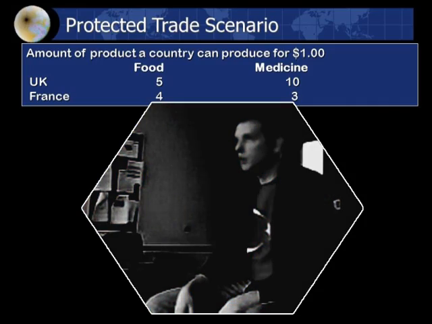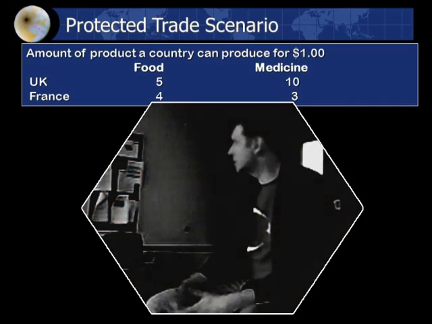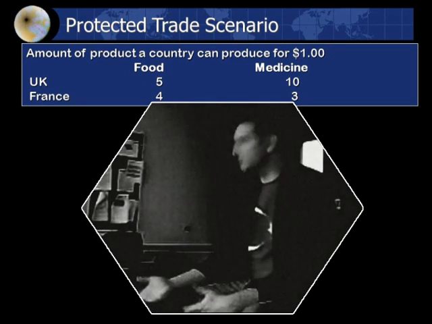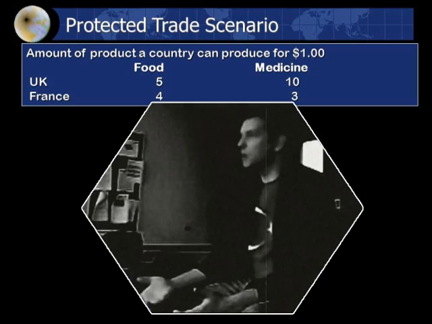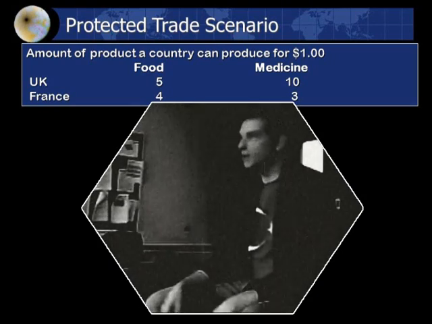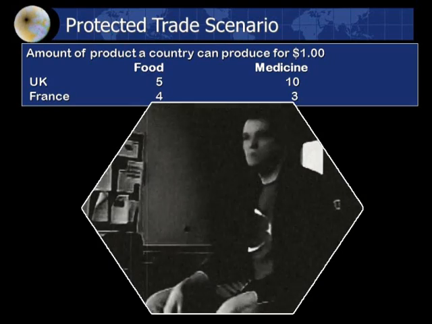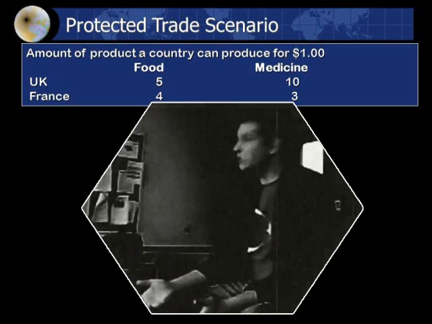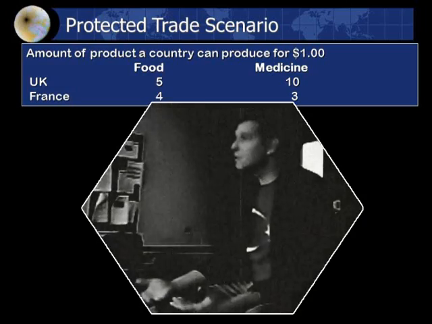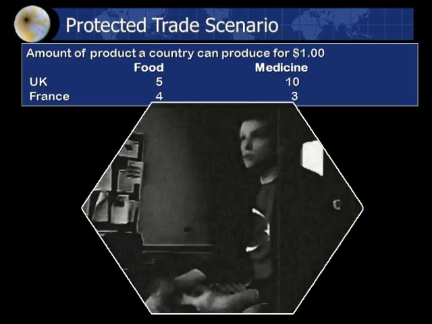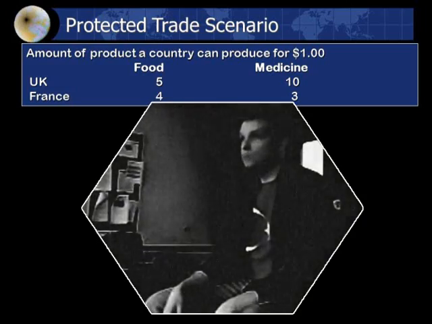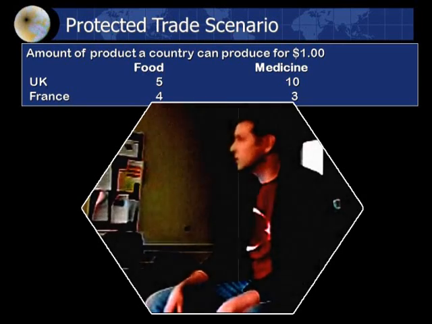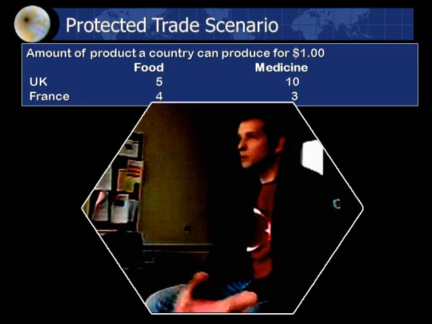What you see here is what I would call a protected trade scenario. Let's pretend that there are two countries in the world, the UK and France, and two products, food and medicine. This is the amount of product that a country can produce for $1. The UK is able to make 5 bushels of food for $1 and 10 units of medicine for $1. France is able to make 4 bushels of food for $1 and only 3 units of medicine for $1.